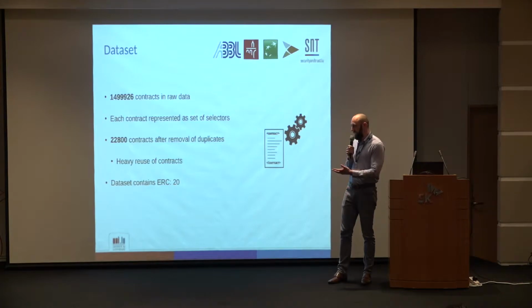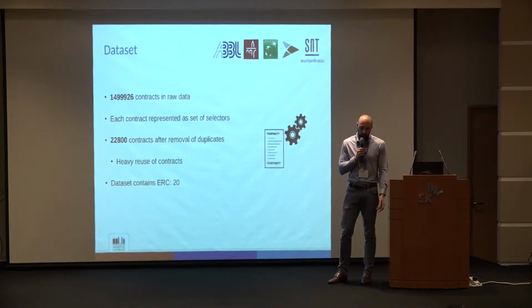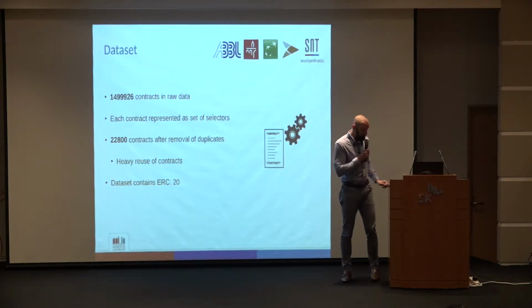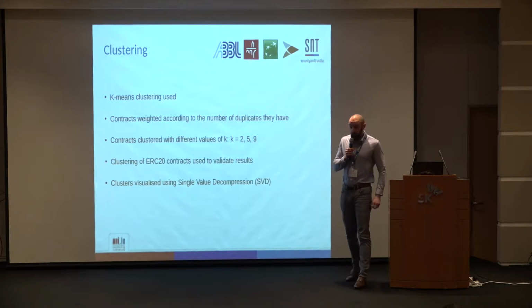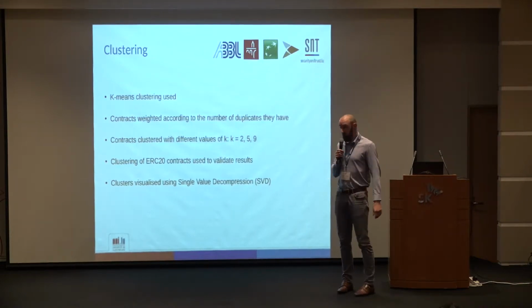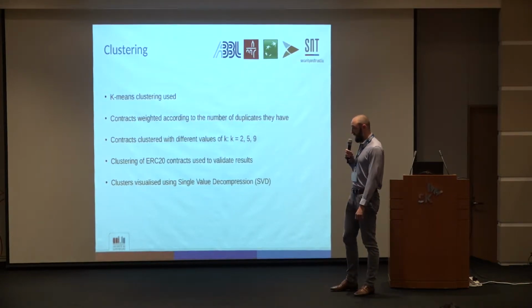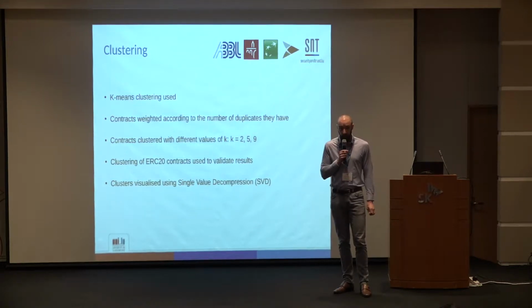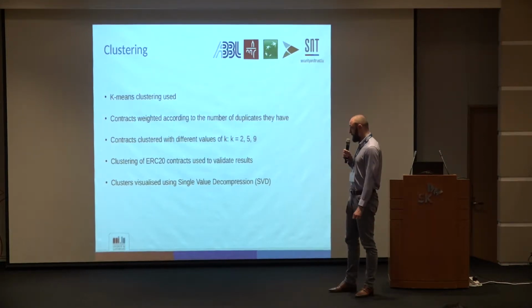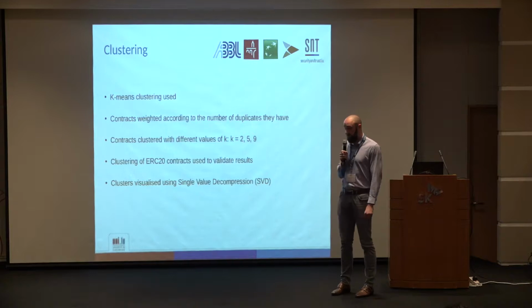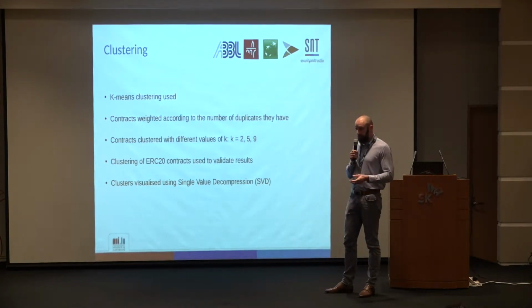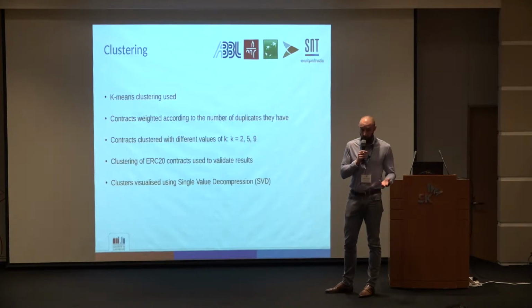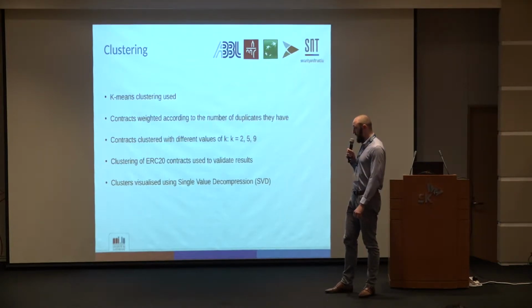And obviously, because we have almost the majority of the contracts on the chain, ERC20 is present a lot, and we make use of that in clustering. So we cluster with k-means. Because we removed duplicates, each contract is weighted according to the number of duplicates it has while we're clustering. We cluster with increasing values of k, 2, 5, and 9 as we go on, and these highlight different things, and especially once you get to 9, you start getting more what we call candidates for ERCs.